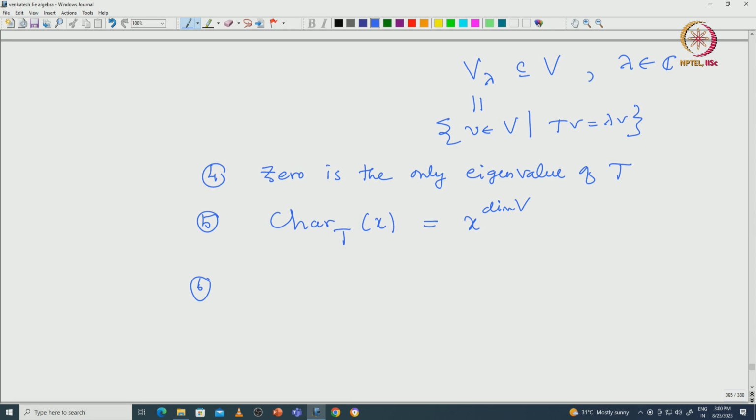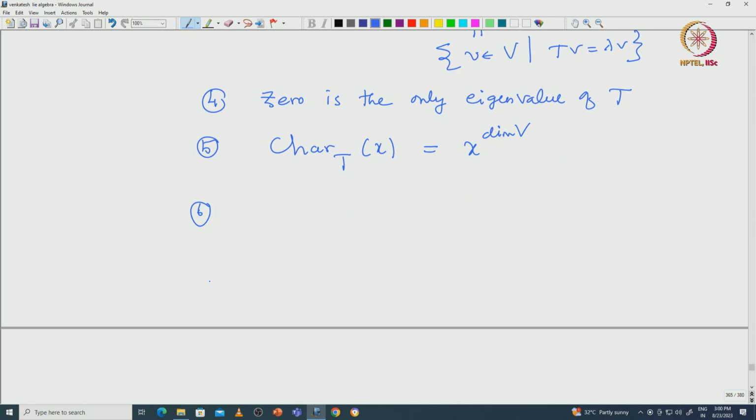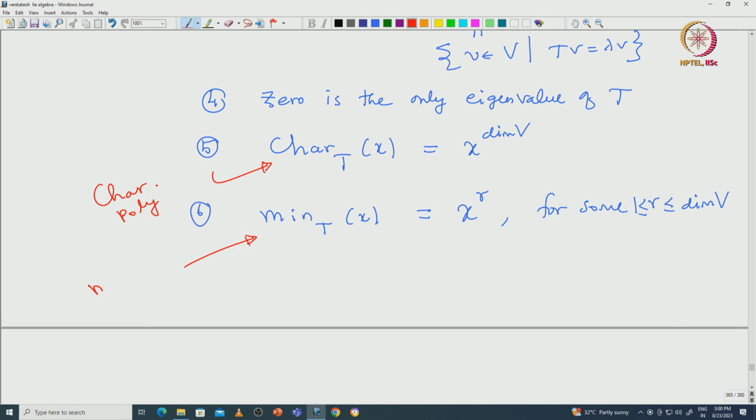The sixth condition can again be told exactly using what is called the minimal polynomial. The minimal polynomial of T of x should be some x to the power r for some r. So, that r can be made less than or equal to dimension V. Okay. So, here this is the characteristic polynomial and this is the minimal polynomial.